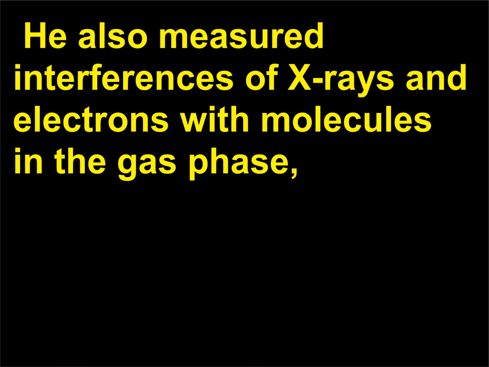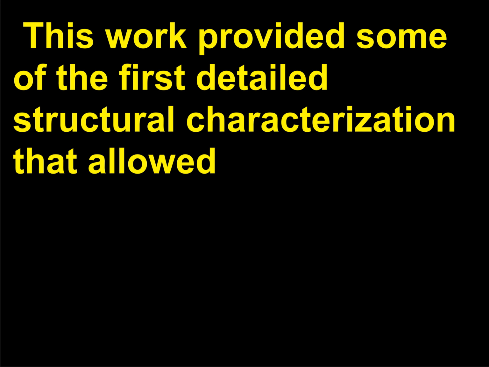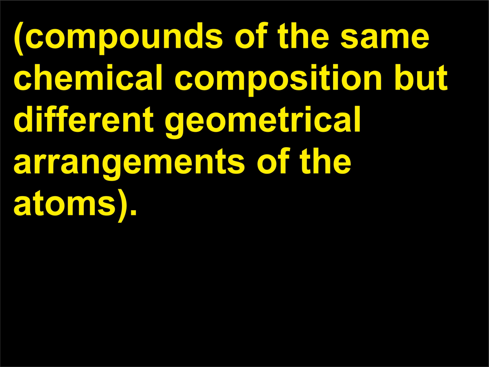He also measured interferences of X-rays and electrons with molecules in the gas phase, along with other investigations into molecular structure, to determine the chemical structures of molecules. This work provided some of the first detailed structural characterization that allowed chemists to definitively determine the different structures of isomers, compounds of the same chemical composition but different geometrical arrangements of the atoms.